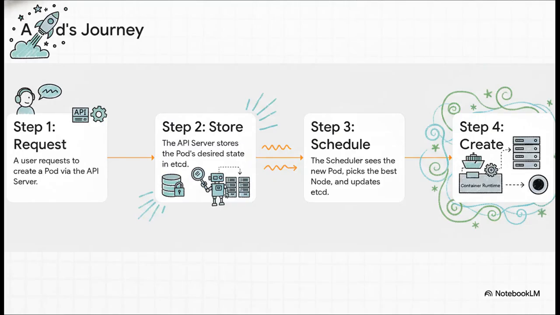So let's follow a pod's journey. It's actually a really elegant 4-step process. First, you, the user, tell the API server you want to create a new pod. Step 2, the API server validates your request and writes it into etcd, making it the new desired state. Step 3, the scheduler, who's always watching, sees this new unassigned pod. It does its filtering and scoring and picks the best node for the job, updating etcd with its decision. And finally, step 4, the kubelet on that chosen node sees it's been assigned a new task. It reads the pod's details and tells the container runtime to pull the image and start it up. And just like that, your app is running.